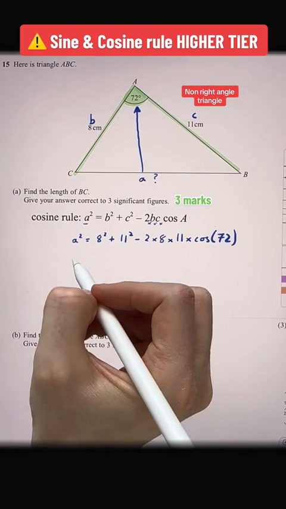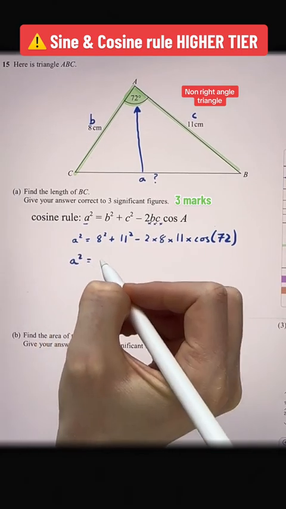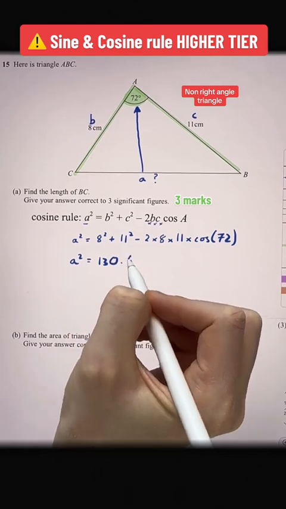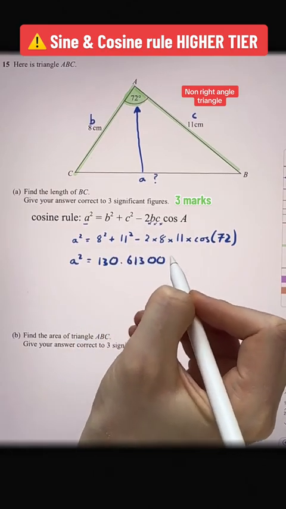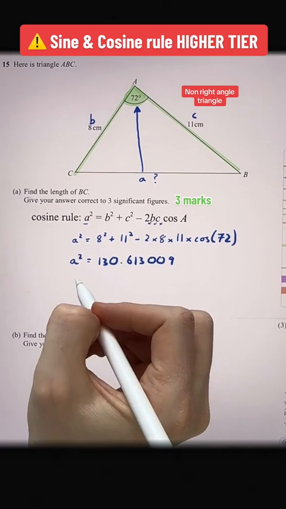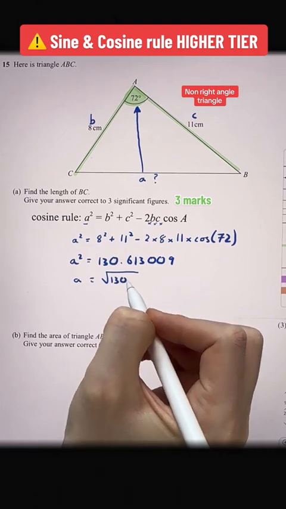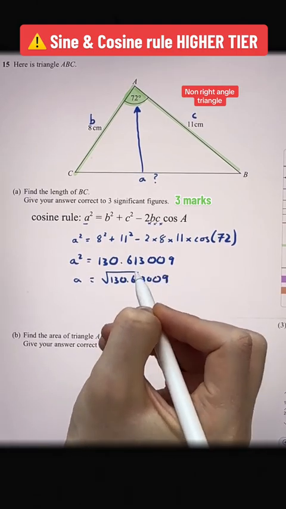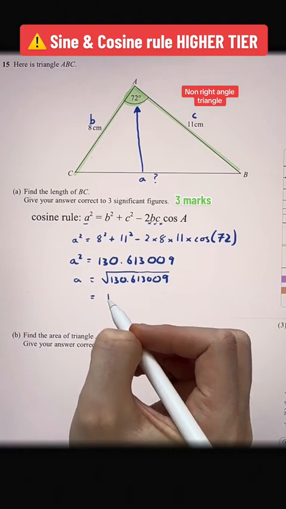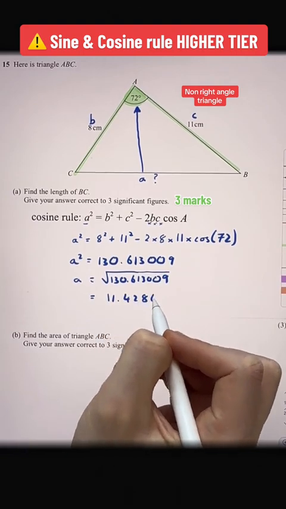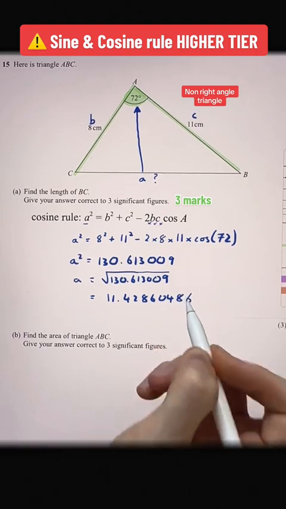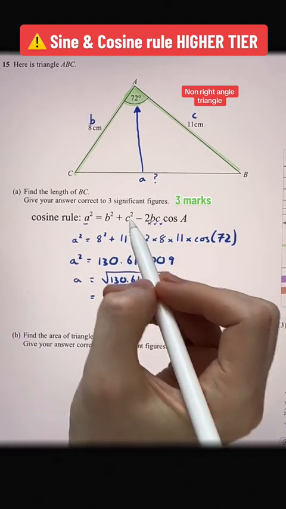Substituting everything on the right into my calculator, that leaves us with a squared is equal to 130.613009. That's a squared. As I want the length of a, the opposite of squared is the square root. So I'm going to square root my 130.613 number, and that equals 11.42860486. As I'm asked to give my answer correct to 3 significant figures.